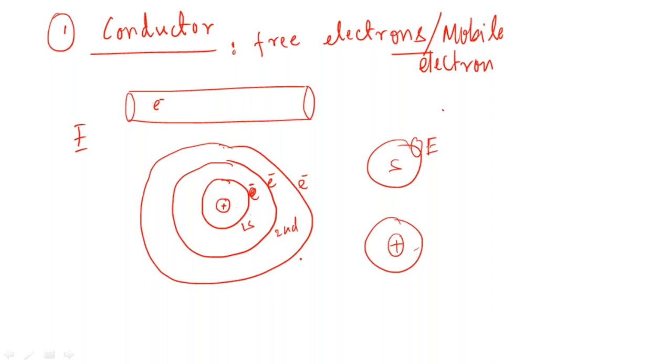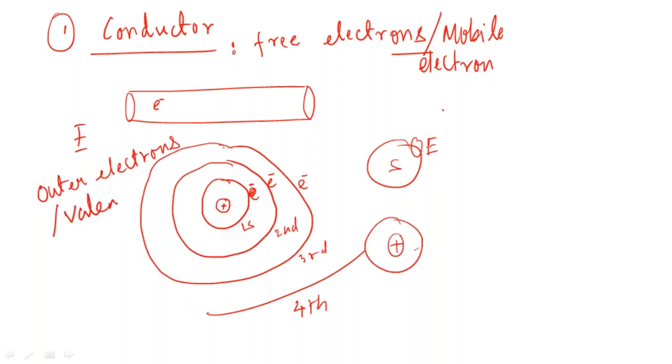Now when you go to outer and outer orbits, like this is the first orbit, this second orbit, then third orbit. If I go for some other orbit like fourth, fifth orbit and all, these are called outer orbits. So electrons in those orbits are called outer electrons, or these are called valence electrons. You might have learned in your chemistry.